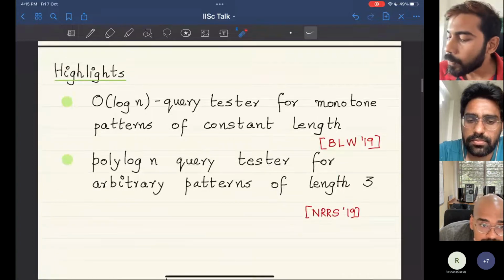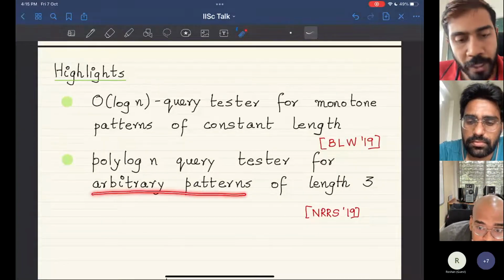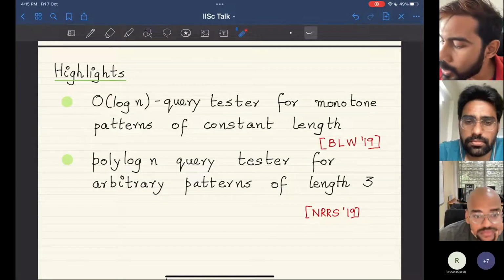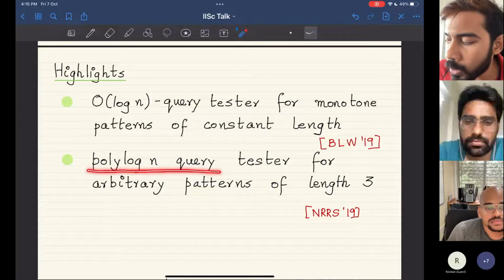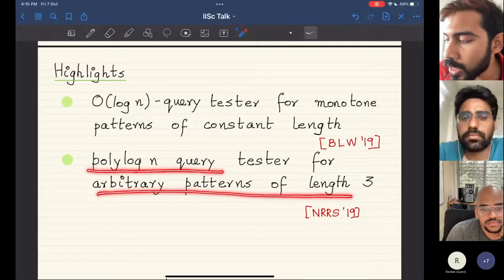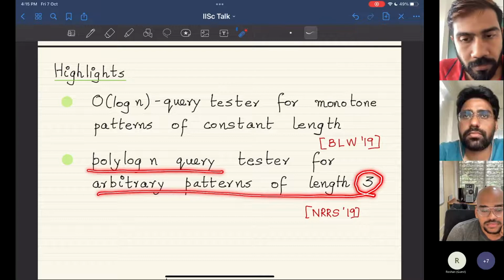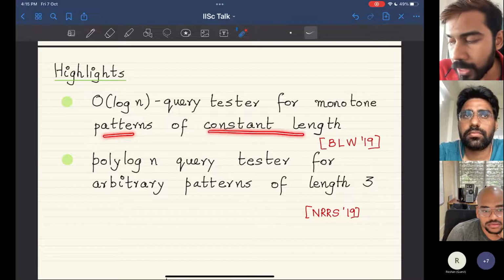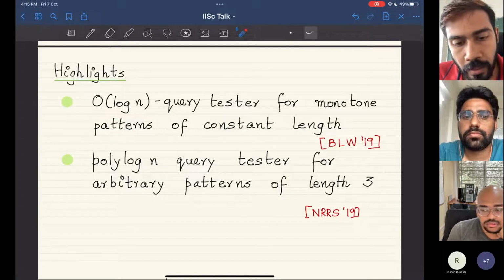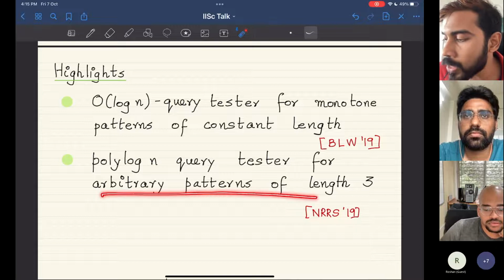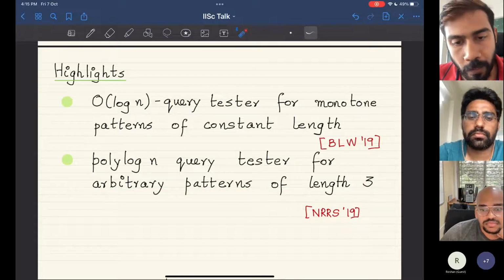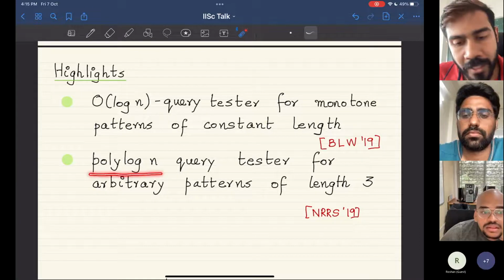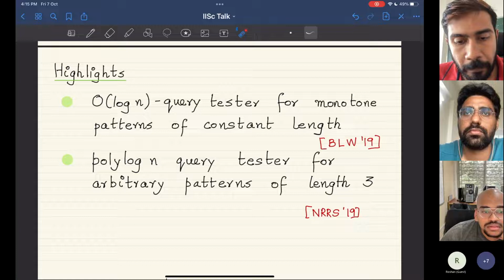Now, coming to arbitrary permutations, Newman et al. showed that you can construct a polylog n query tester for arbitrary permutations, but of length 3. For monotone permutations, we knew for any constant length, big-O of log n. But for arbitrary permutations, only up to length 3 was known. Rather, very efficient testers were known only for length up to 3.